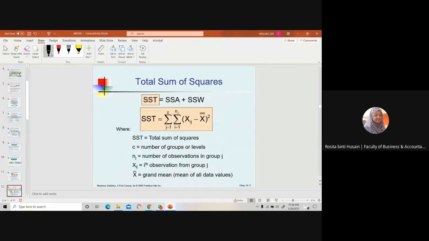So now we go to sum of square total. This is the formula for sum of square total. Only use this formula to calculate total. If you want to use this formula, it is difficult, it is a lot of work. There is a lot to calculate, you see?